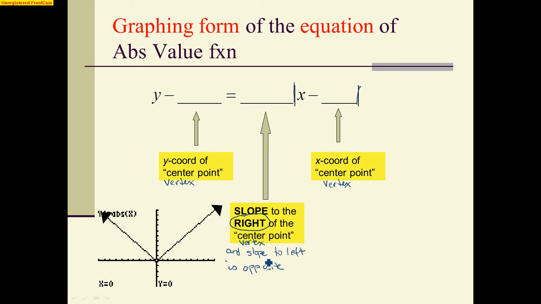So there's an absolute value graph again. This is normal, and my center point, or my vertex, is at 0, 0. So I would put 0 here and 0 here. The slope to the right of the vertex is positive 1. The slope to the left of the vertex is negative 1. But the only value that gets written in the equation is the slope to the right, the special one. So 1 is written there, and this simplifies to y is equal to the absolute value of x.